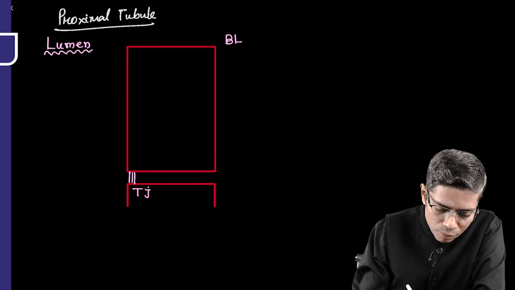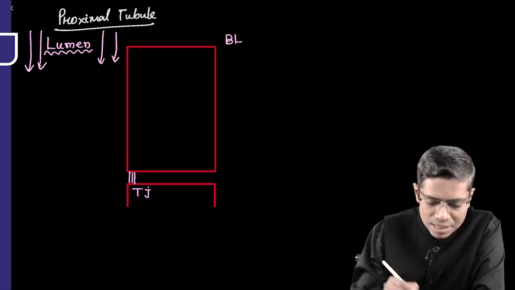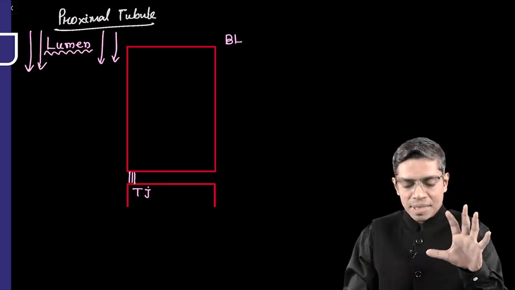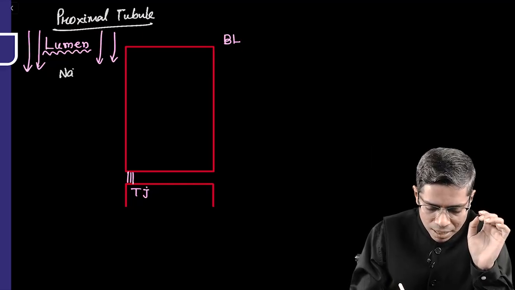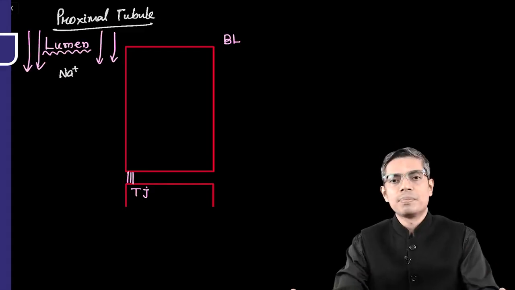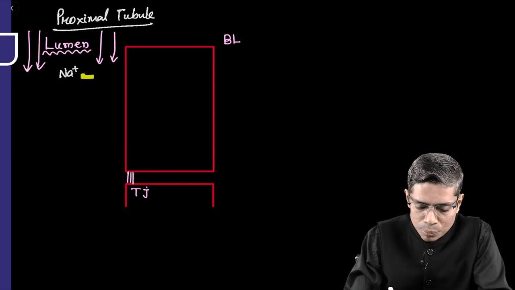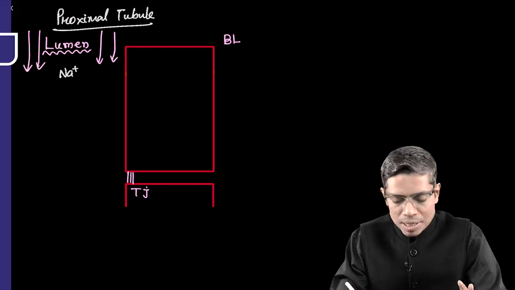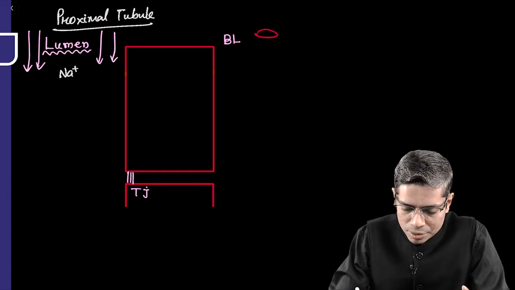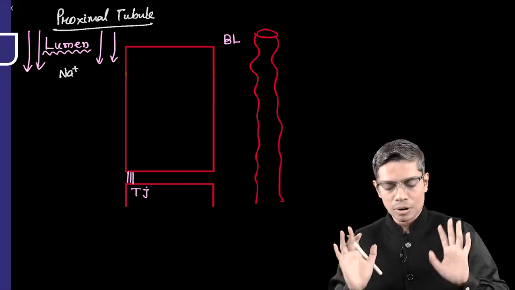So this is the lumen. Whatever filtration is occurring from the glomerulus, that filtrate is reaching the level of the lumen, and that filtrate contains huge amounts of sodium and other solutes. So I have to reabsorb. Reabsorption means first it will enter from this lumen to the cell, and from that cell to the peritubular capillary blood. So the peritubular capillary blood is located here. So this is the peritubular capillary, right? I hope you got the diagram.